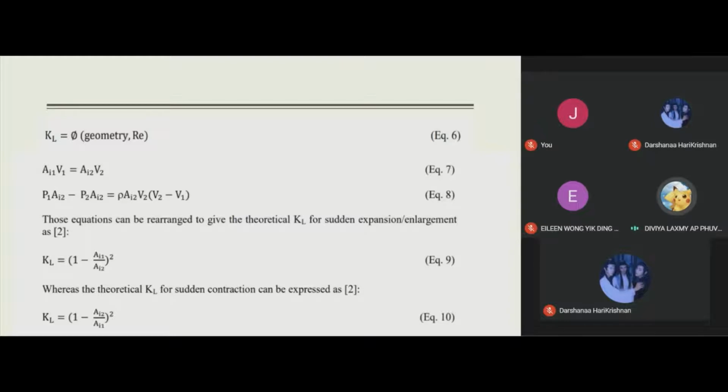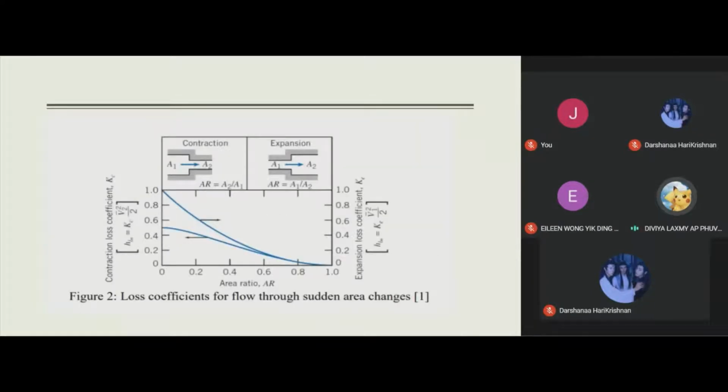The description related to each of the tested geometries is as follows. First, sudden expansion or enlargement and sudden contraction. KL for sudden expansion or enlargement and contraction in circular ducts or pipes are shown in figure 2. Note that the losses for a sudden expansion or enlargement are based on the speed of the flowing medium at region 1. For the sudden contraction, they are based on the speed of the flowing medium at region 2.